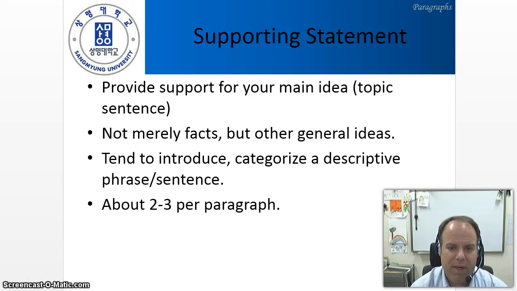So for example, if I wanted to say that my topic sentence is the Kia Soul is a wonderful car, one of my supporting statements could be it's a wonderful car because it's great for commuting, going to and from work. And then some of my descriptions would be in that category of great for commuting. So one might be good gas mileage, the other is comfortable, small and easy to park, and so on. Now you have about 2 or 3 supporting sentences per paragraph. Any less is probably too few. Any more, you might be getting a little bit too long in your paragraph.